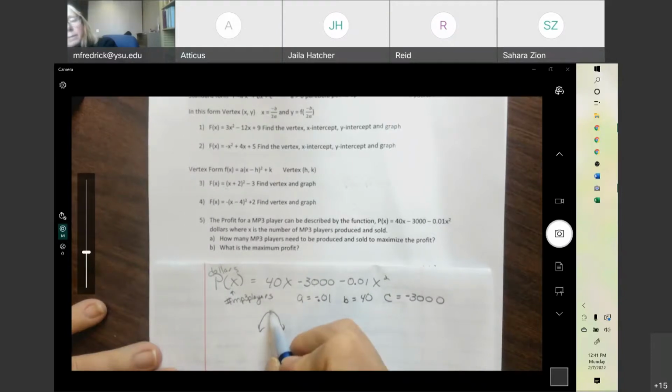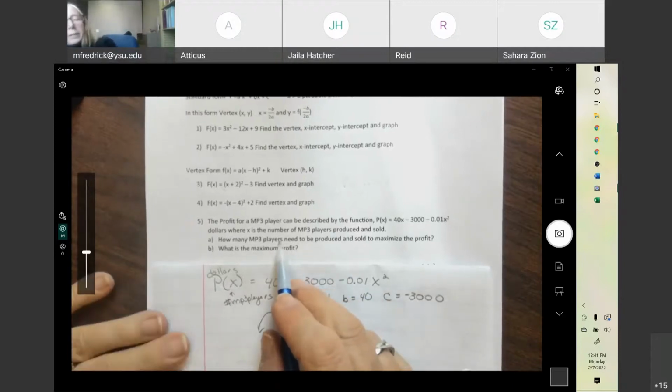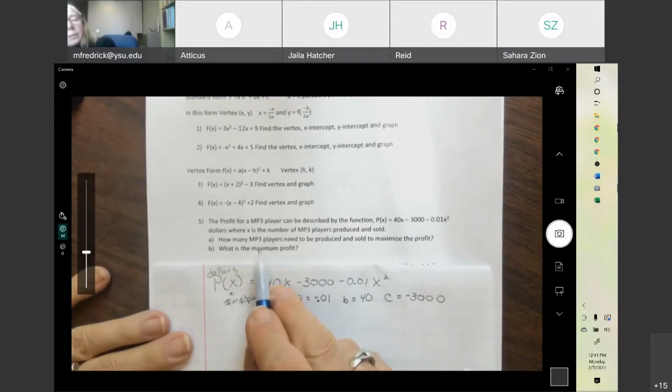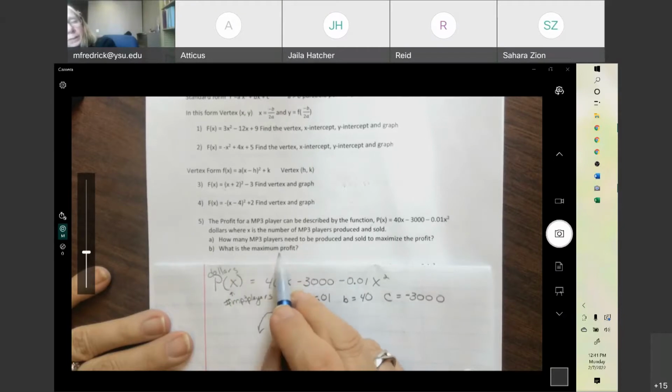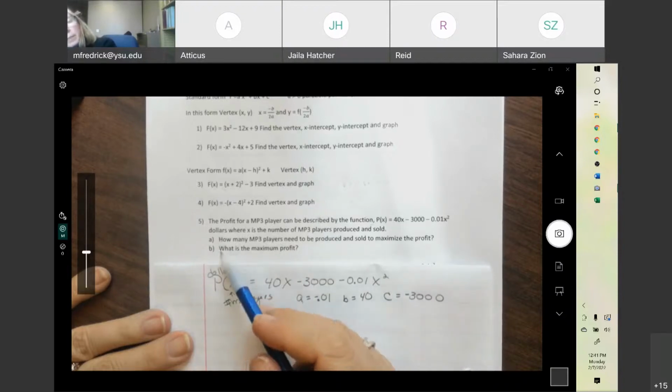Notice then that means the vertex, that's your maximum. The X gives you the number of players, MP3 players, and the Y gives you the profit. Because P of X, that's Y. So by finding the vertex, you're finding both.